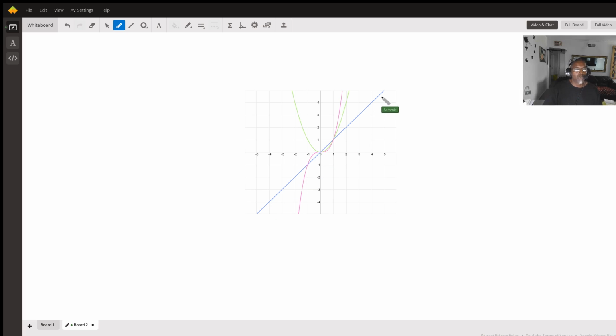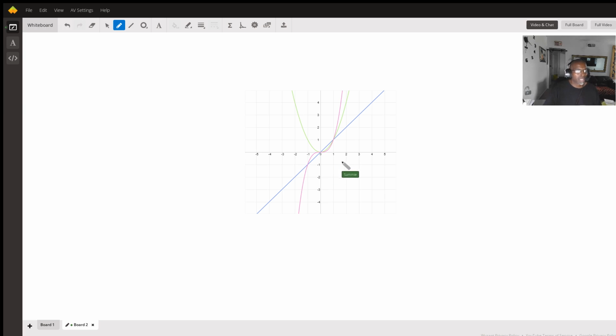This is y equals x. It passes the horizontal and the vertical line test. Same thing with the purplish one. It's constantly increasing, slightly at 0, but that's still going to be one-to-one. There's only one x value for each y value.